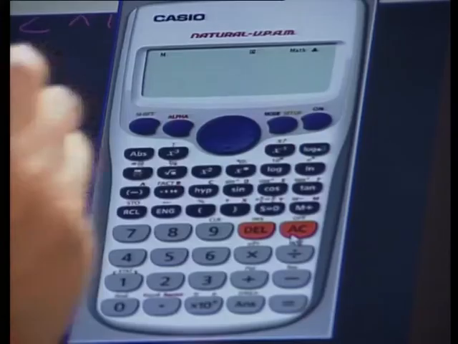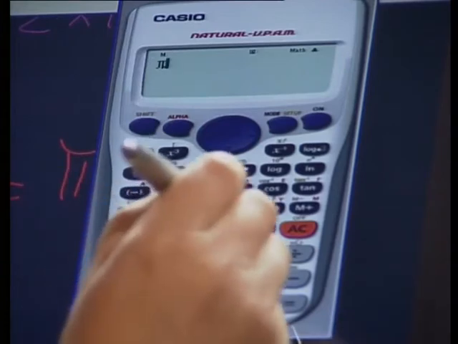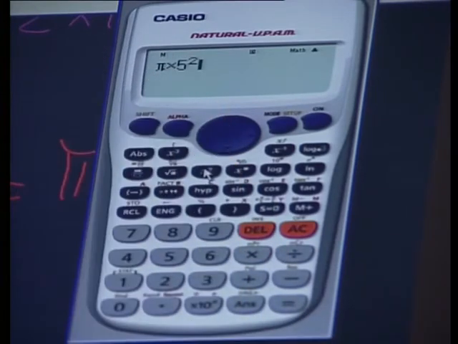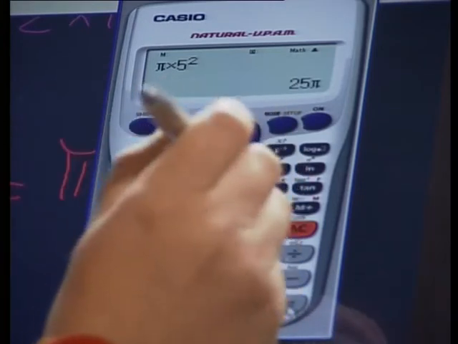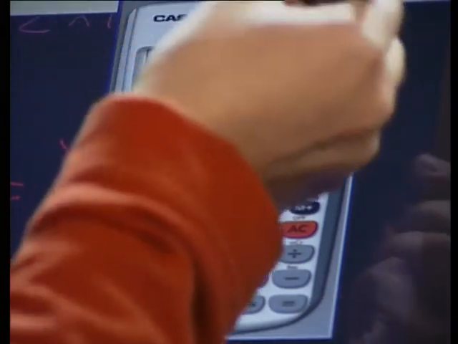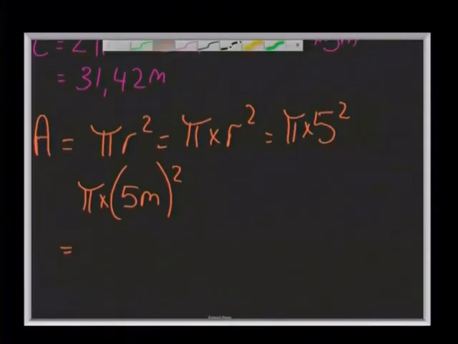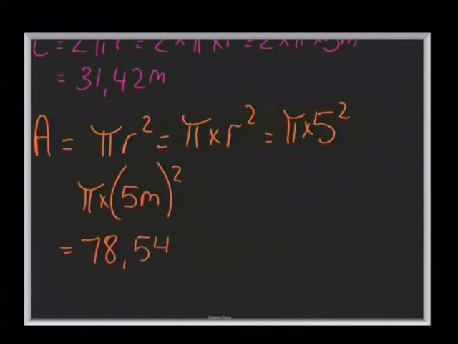And we've got pi times 5 squared equals 25 pi. Calculate it, 78,54. So let's go back to that, 78,54. And my unit, don't forget the unit, is meters squared.